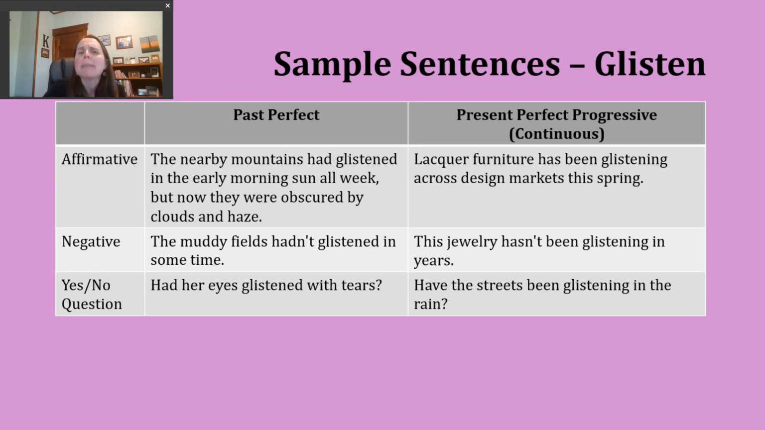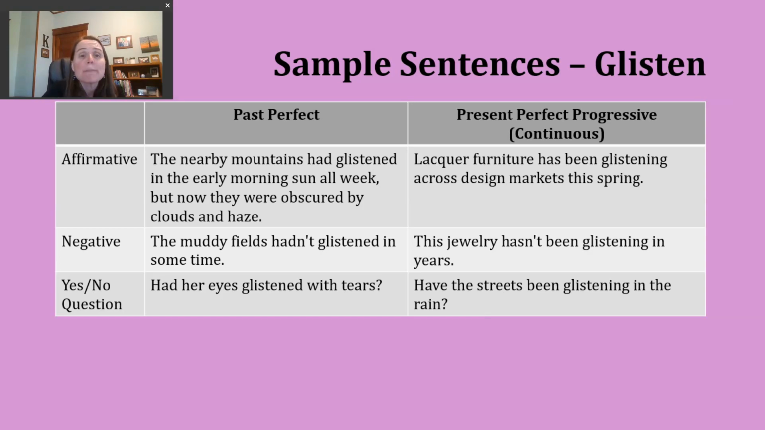The nearby mountains had glistened in the early morning sun all week, but now they were obscured by clouds and haze. So here, maybe we've got some snow-capped mountains, right? And that snow or wetness is causing the reflection or shimmer off the mountains earlier. And now that's contrasted with the fact we can't see it because it's cloudy or hazy.